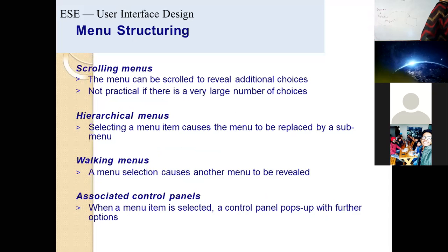Next is menu structuring. If you are going to design a particular menu or any menu, there should be some structure. That concept is called menu structuring. We have different types of menus like scrolling menus, hierarchical menus, selecting menus, mapping menus, etc.